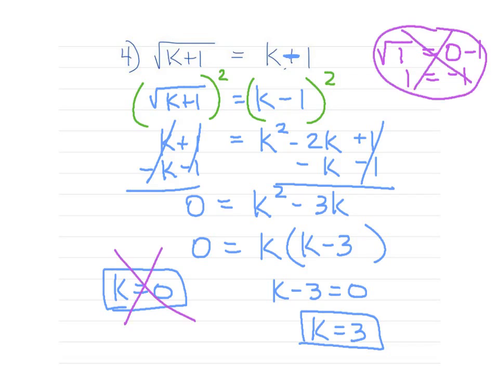Okay, now let's check the other one. I'll do this one in orange. All right, we'll plug in 3. So we get radical 3 plus 1, which is radical 4, is supposed to equal 3 minus 1. Well, radical 4 we know is 2, is supposed to equal 3 minus 1, which is 2. That one checks out. So our solution is simply k equals 3. K equals 0 was extraneous, so we throw it out. We do not count that as a solution.